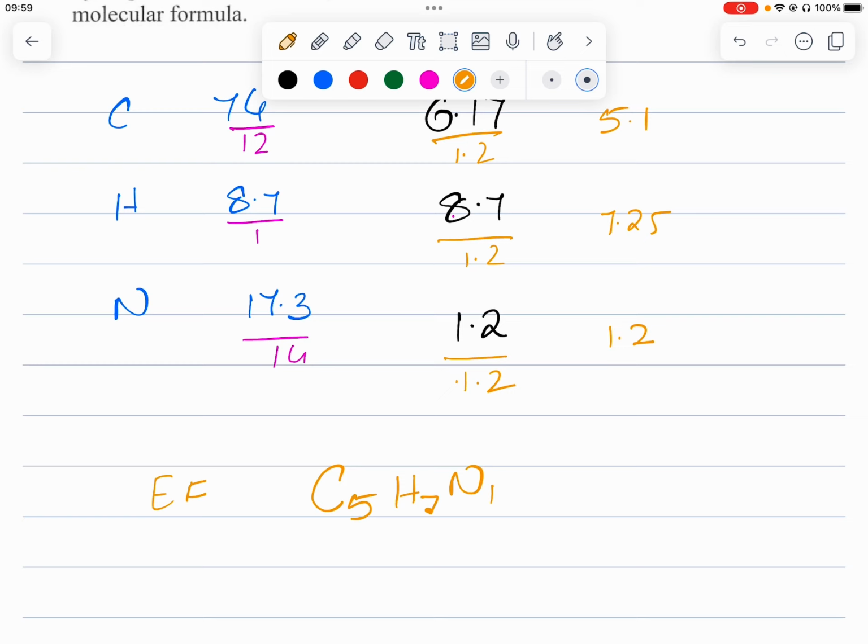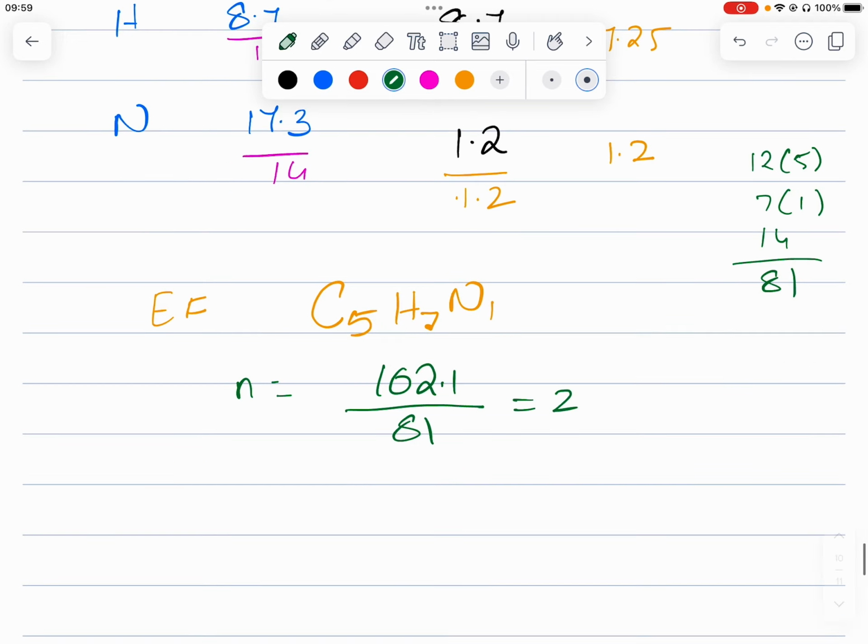Now we need to calculate n. How do I calculate n? The molecular mass of the molecular formula, which is 162.1, divided by 12 times 5, 7 times 1 and 14. Divide it out, you'll be getting 81. So 162.1 over 81, the n value is 2. So the molecular formula will be times 2: C10H14N2.